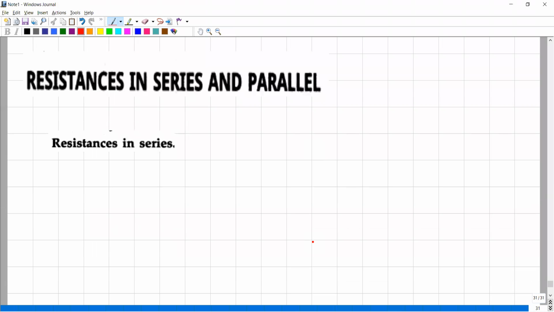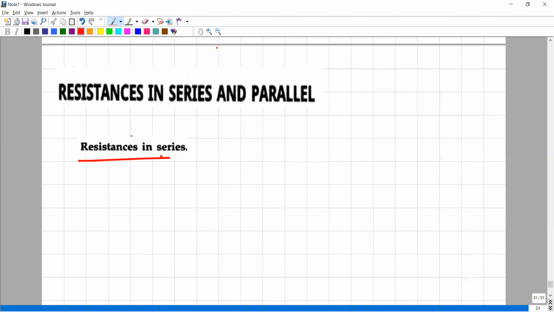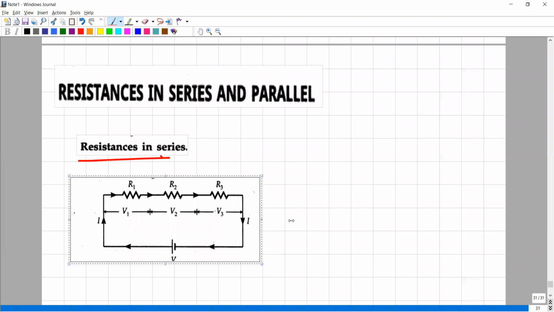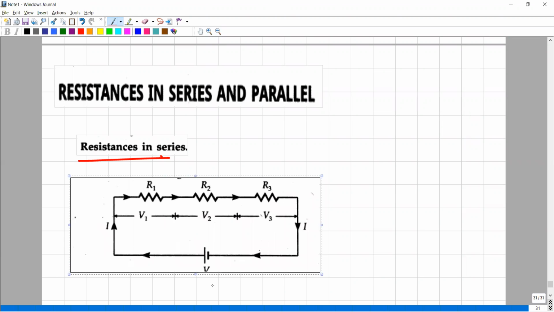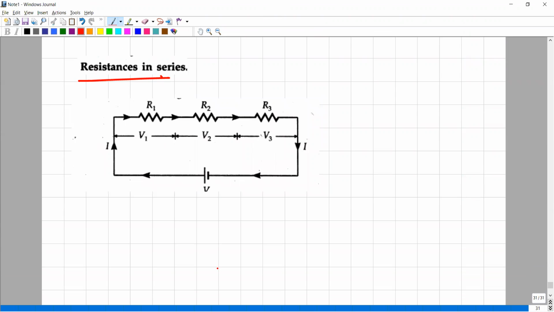So this next topic is resistance in series and parallel. First we'll do resistance in series. This is a simple topic. Series and parallel, you have understood from the series and parallel arrangement of capacitors. Then when is a certain combination a series or a parallel? Here also it's the same thing.